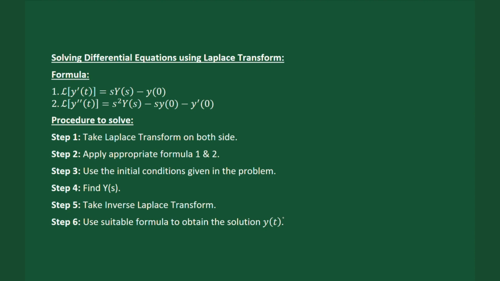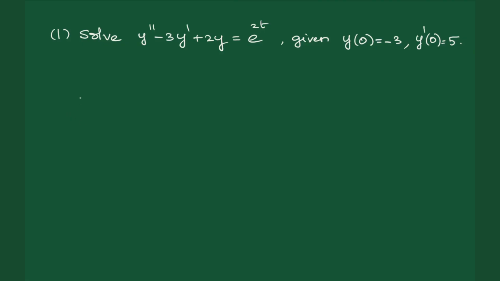Now let us move on to the first problem. This is the first problem. Solve y double dash minus 3y dash plus 2y is equal to e to the power 2t, given y of 0 is equal to minus 3 and y dash of 0 is equal to 5. So this is the differential equation and this is a second order differential equation. The initial conditions which I told you about in the steps are these two, y of 0 and y dash of 0. So here first let us start.